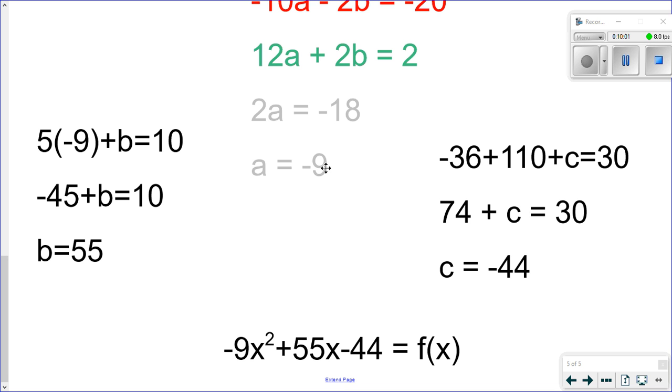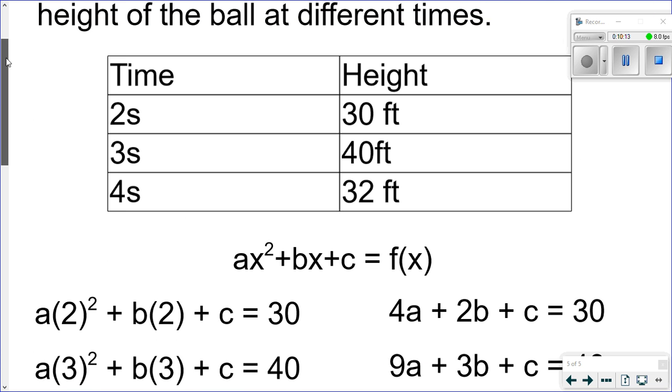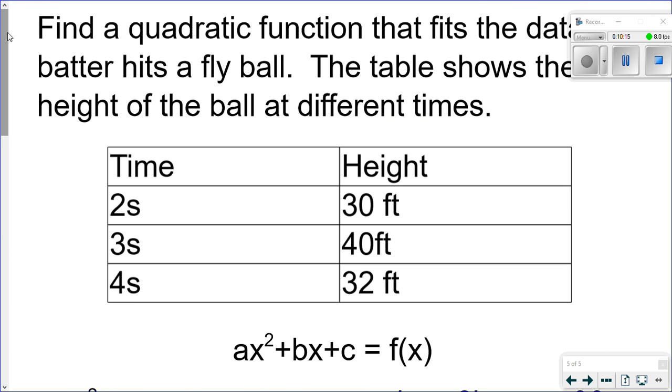here's our quadratic equation. A is -9, so -9x squared. B is 55, so 55x. C is -44, so -44 equals f of x. So that's the quadratic function of a person hitting the ball at different times.